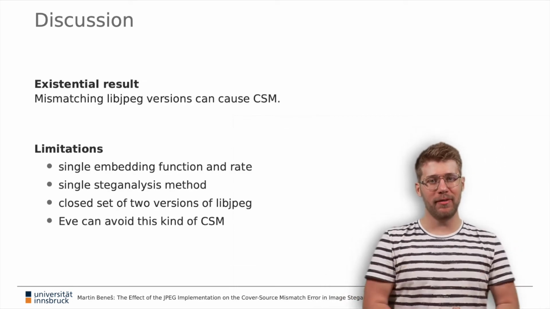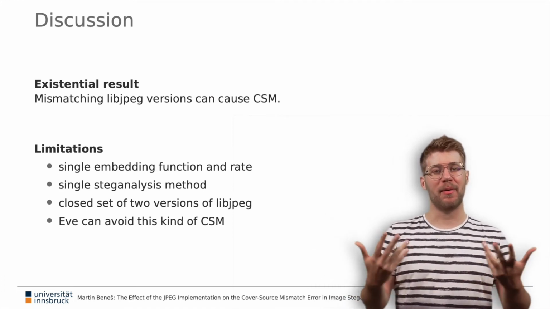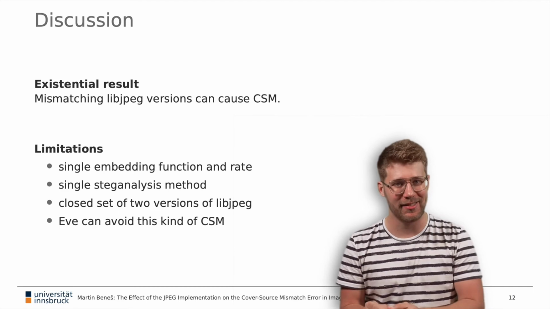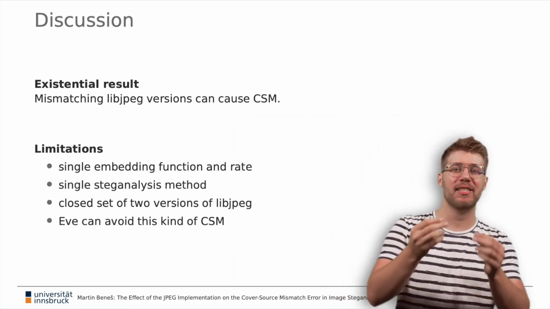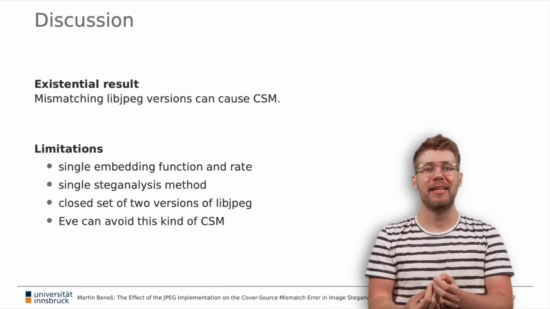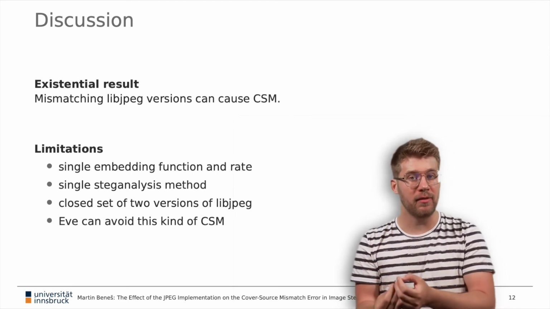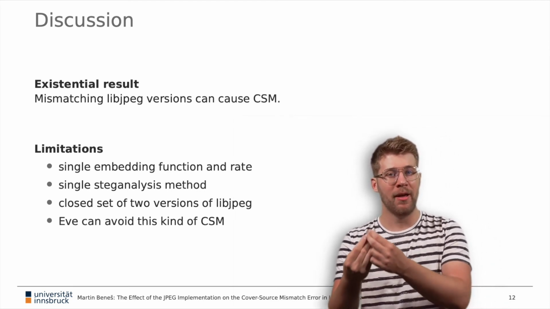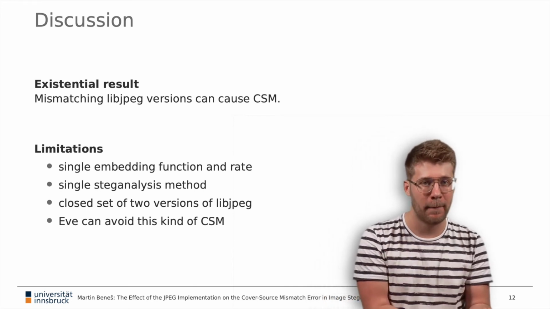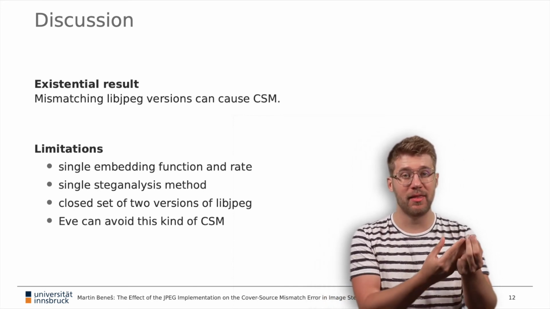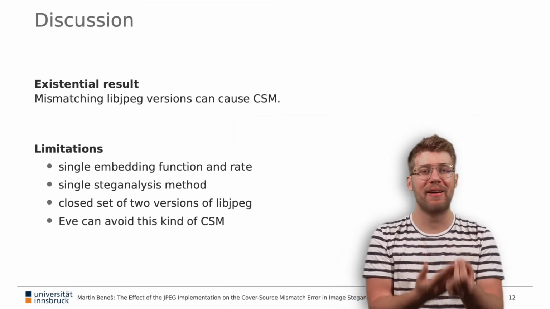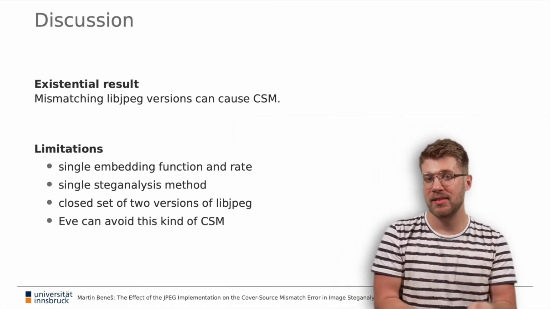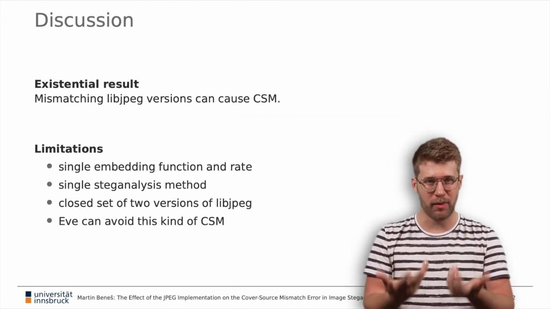From what we observed, we conclude that mismatching libjpeg versions can, in principle, cause CSM in JPEG Steganalysis. In other words, Steganalysis performance may degrade if the Steganalyst, Eve, does not exactly use the same version of libjpeg for training and testing. However, differences in the versions used to produce covers and stego objects, i.e. by the steganographer Alice, seem to barely affect the detection performance.